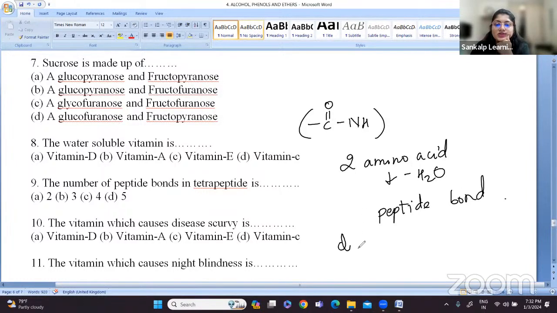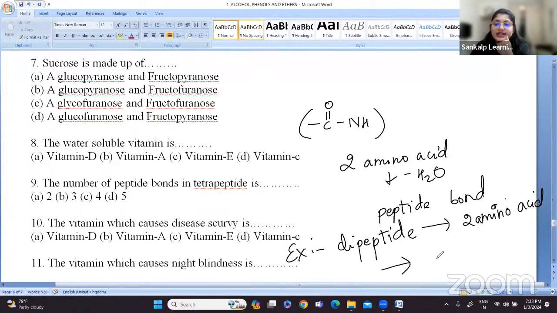Now suppose they give you the example of a dipeptide. A dipeptide will contain two amino acids, but it is held by only one peptide bond.